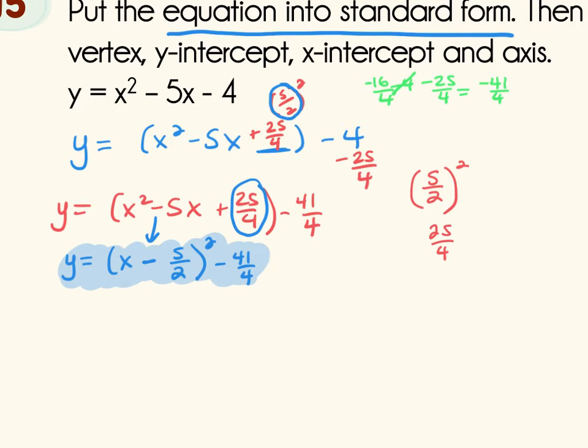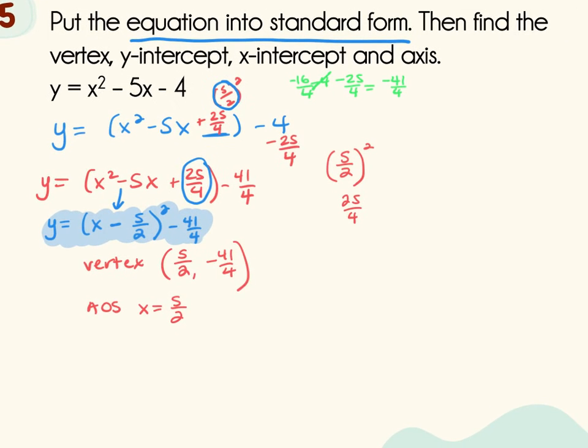So the vertex is the opposite of what follows the x, but keep the sign on what follows the parentheses. That's my h, k. Axis of symmetry: x equals 5 over 2.